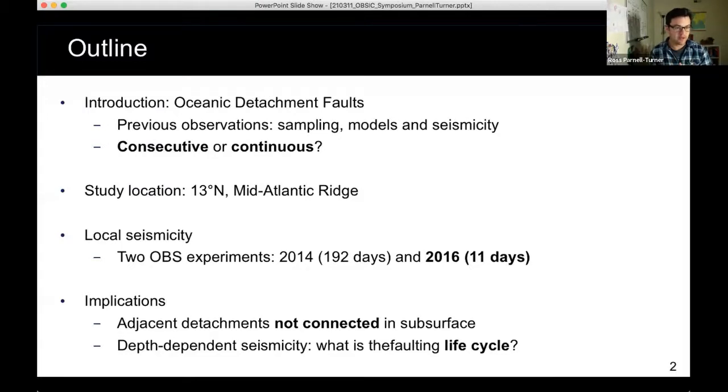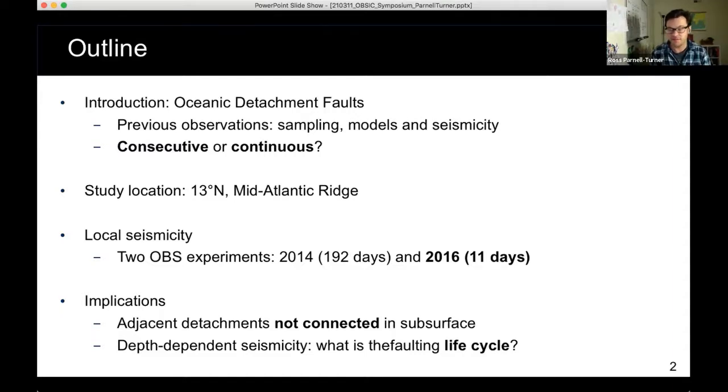So I'm going to start off by telling you a little bit about what we know about oceanic detachments to date, and some previous observations, although I'm not going to have time to go into too much background. And then we're going to get on to this vexing question about whether these faults have continuous slip in the subsurface. We're going to spend most of our time looking at this area at 13 North, and I'm going to concentrate on these two OBS experiments. The first one, which happened in 2014, which was a deployment that was intended for passive monitoring of microearthquakes. And then there was this kind of fortunate event that happened in an experiment in 2016, where we got an additional 11 days of passive monitoring as part of an active source experiment.